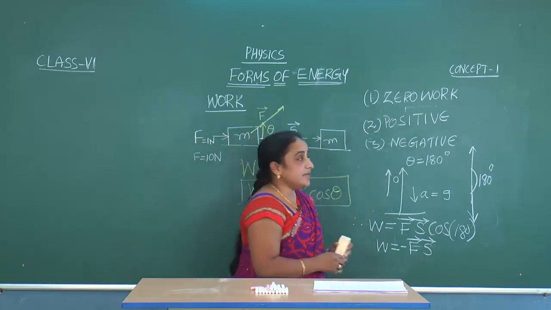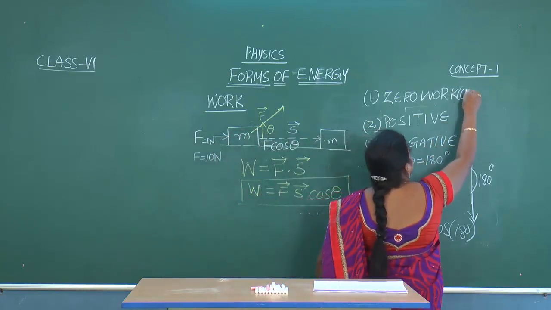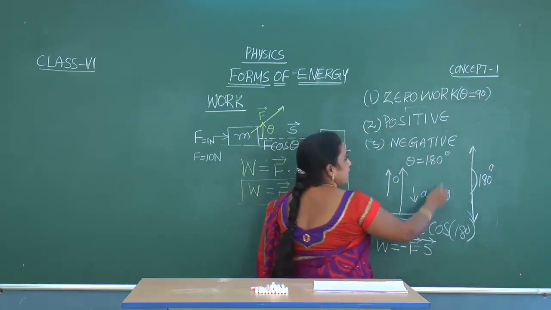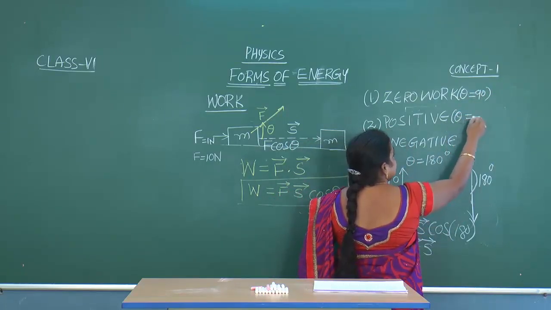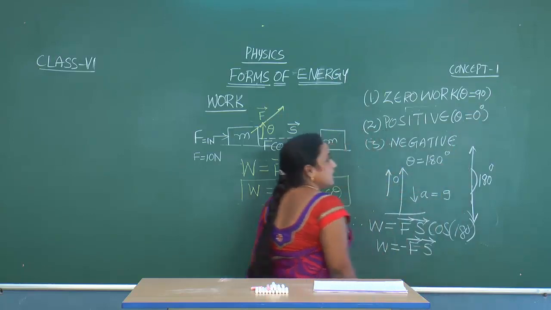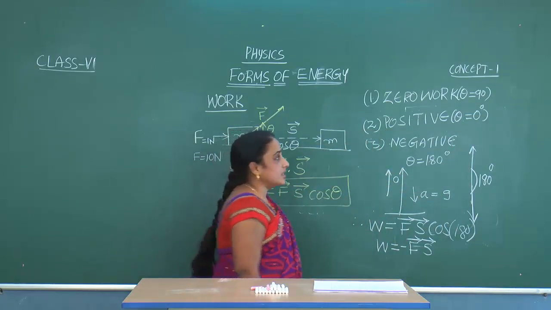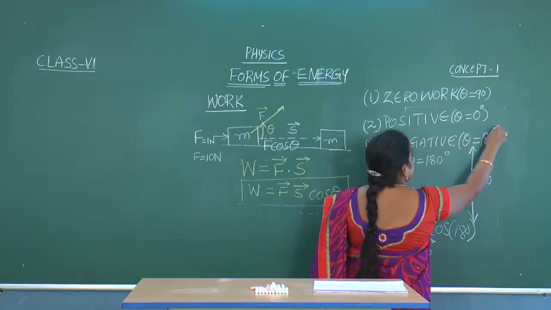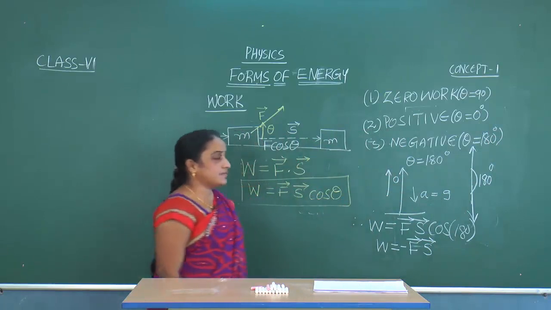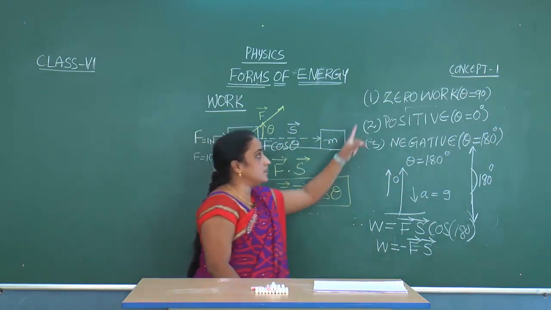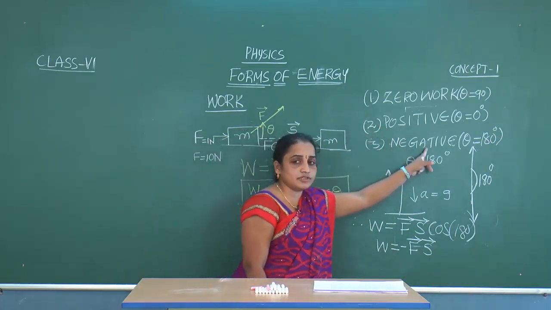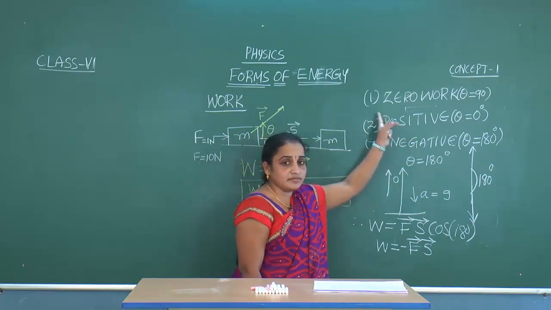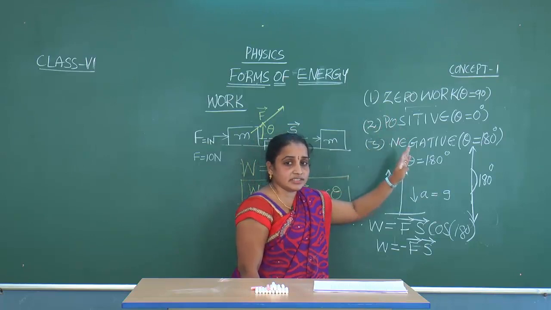So when you can say zero work, theta is 90 degrees. When you can say positive work, theta is 0 degrees. When you can say negative work, theta is 180 degrees. Zero work done, positive work done, negative work done. So zero work done we have seen in three cases.